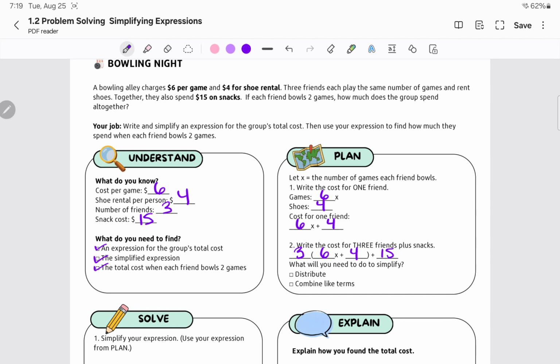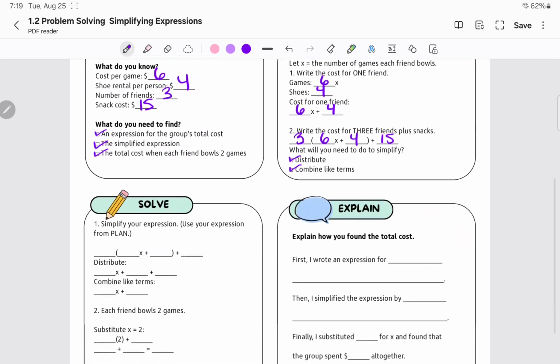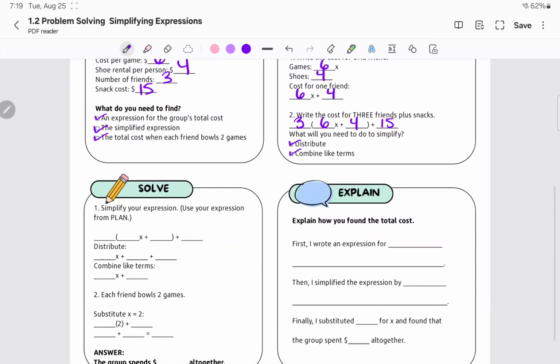And what are we going to need to do to simplify this? Well, I see parentheses, so I'm going to have to distribute. And we also are going to end up with some like terms because we have some constants that we can combine. So we're going to be doing both of those. All right, now let's actually solve it. We're going to use our expression from plan. So I'm just going to copy this. So 3, 6x plus 4 plus 15.